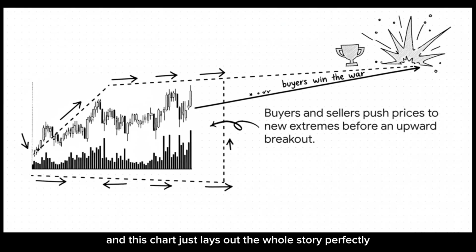And this chart just lays out the whole story perfectly. You see the first couple of peaks, then a lower low, then an even higher peak, followed by an even deeper low. Every swing is wider than the last. You can feel the tension building until, bam, the buyers finally win the war. The price smashes through the upper trend line, and that whole period of indecision is over, kicking off a powerful new upward move.